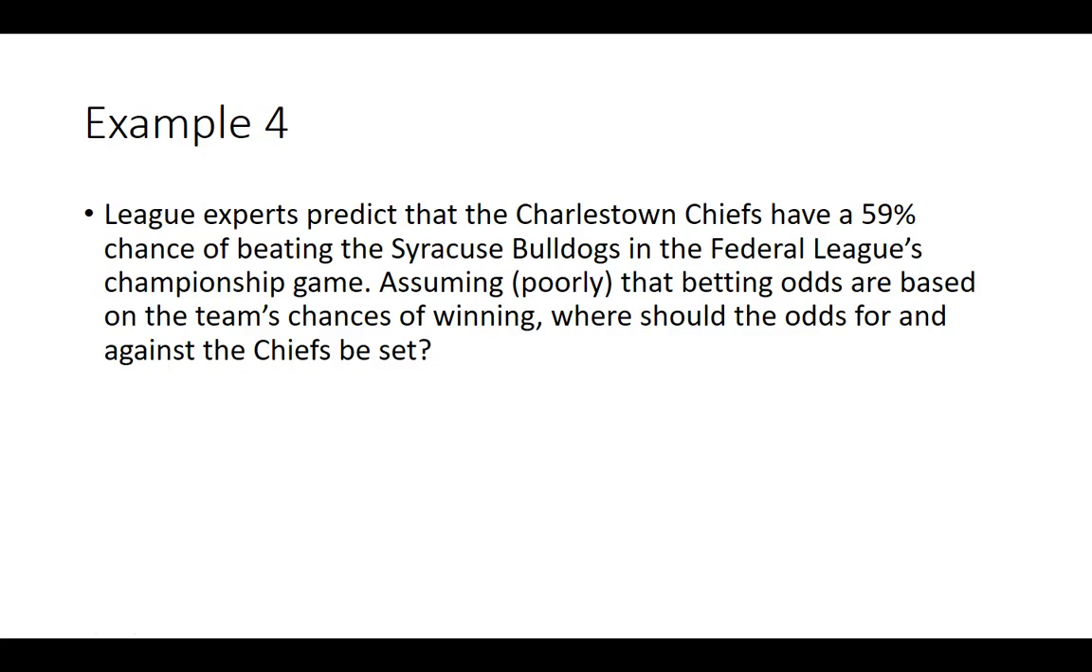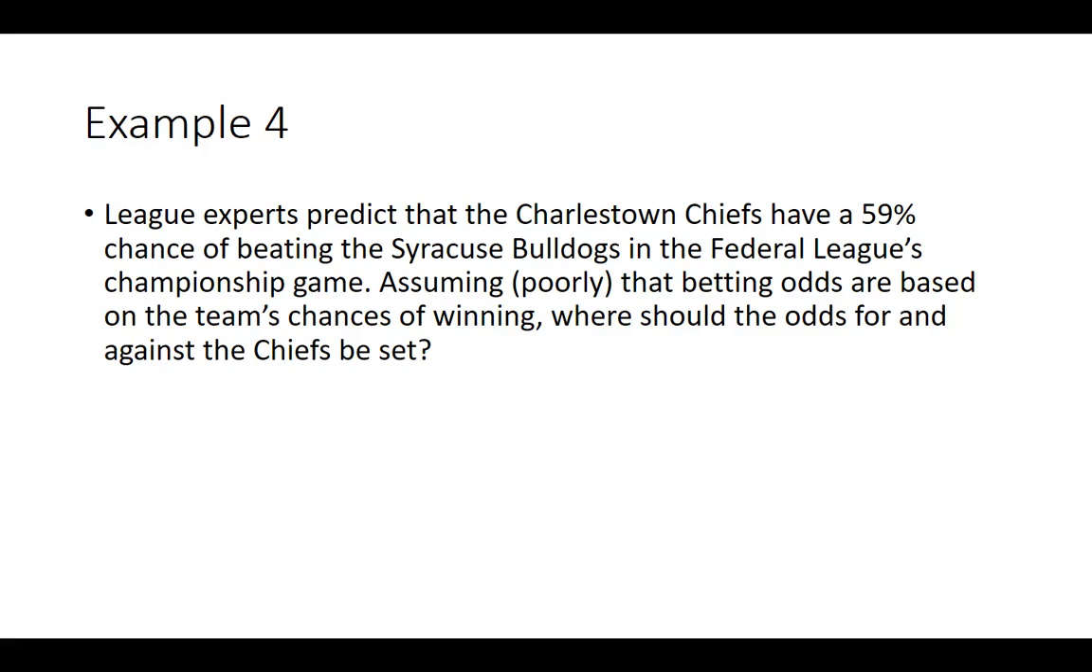League experts predict that the Charlestown Chiefs have a 59% chance of beating the Syracuse Bulldogs in the Federal League's championship game. Assuming, poorly, that betting odds are based on the team's chances of winning, where should the odds for and odds against the Chiefs be set?